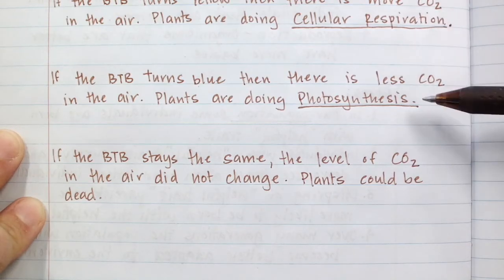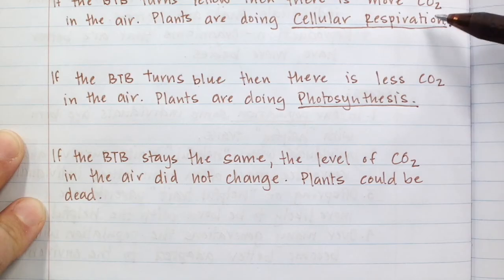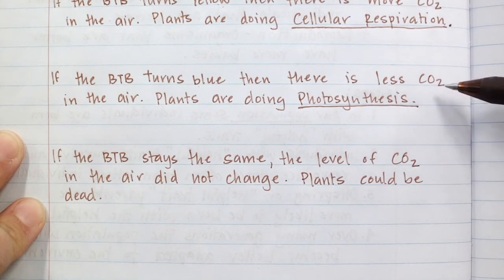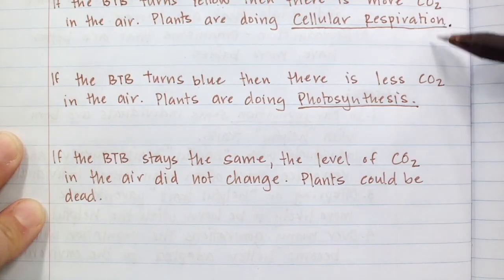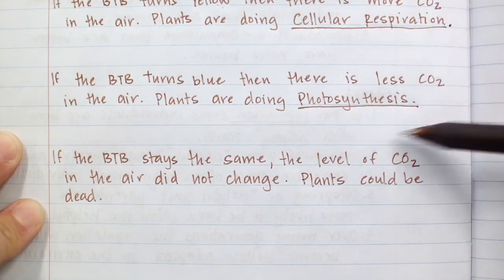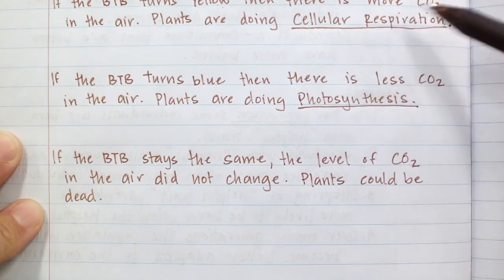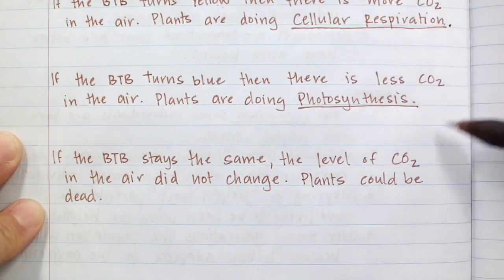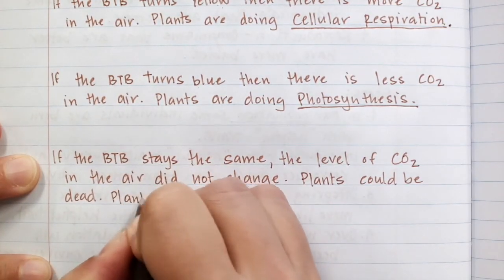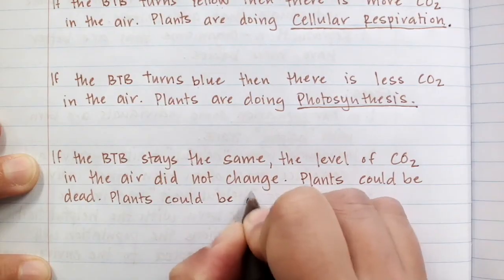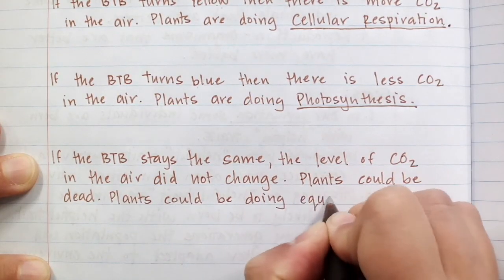We know that photosynthesis would turn the BTB blue, and cellular respiration is going to turn the BTB yellow. If we have equal photosynthesis and cellular respiration, then any carbon dioxide that's being taken out of the air by photosynthesis is being put back into the air by cellular respiration, and this creates a cycle. So the other option that we have is that the plants could be doing equal amounts of photosynthesis and cellular respiration.